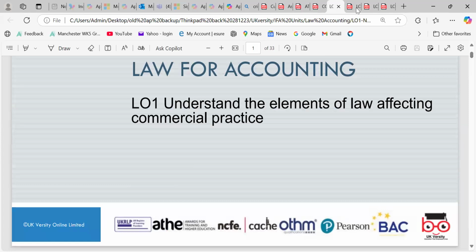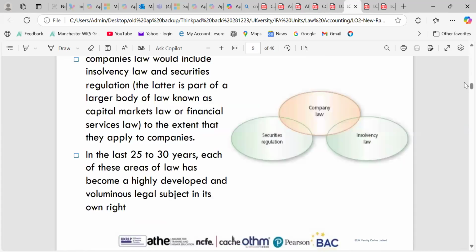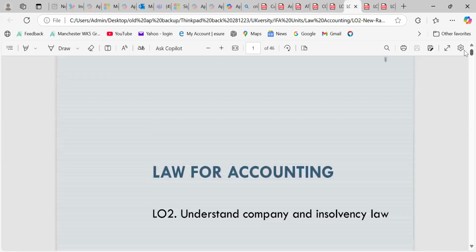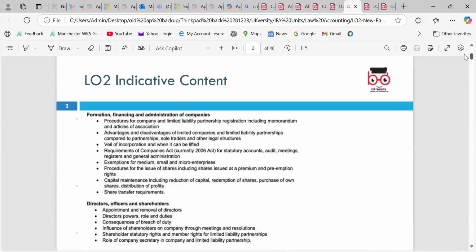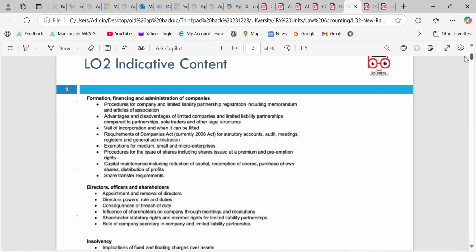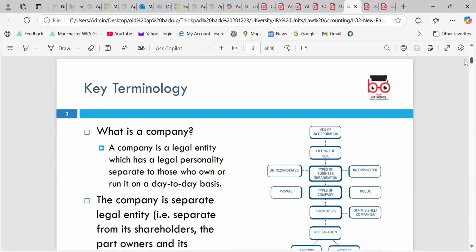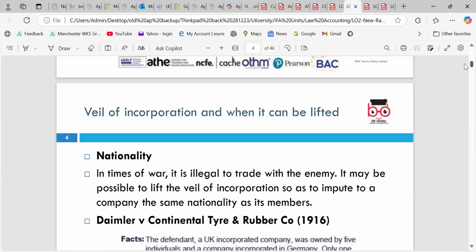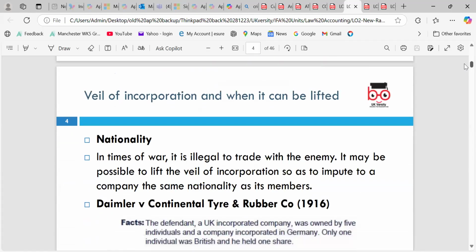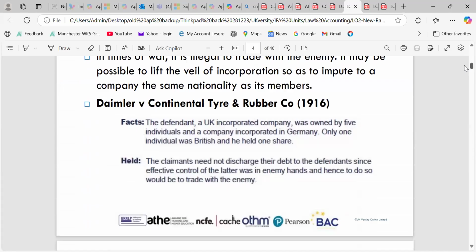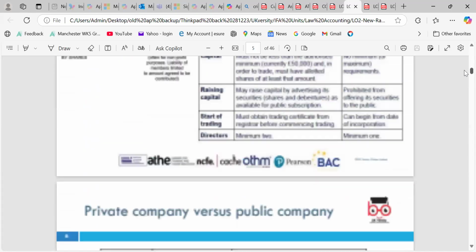So this is our lesson 1. That was our lesson 2. So you can look at LO2, and you've been given the indicative content. Please go through the LO2 indicative contents; these are the keywords that will meet our assessment criteria. If you answer these questions, so we already had lessons about the company. We discussed the veil of incorporation. We have the company, the limited liability, but it can be lifted.